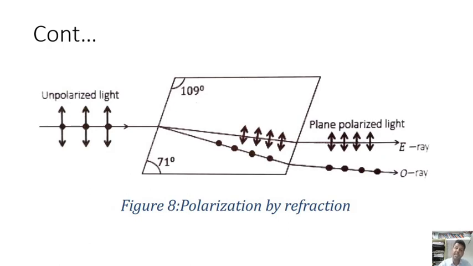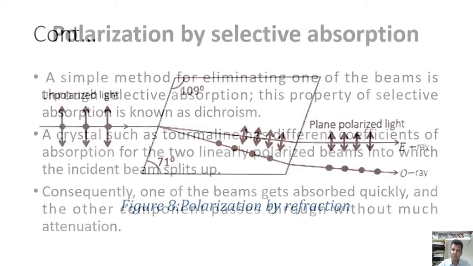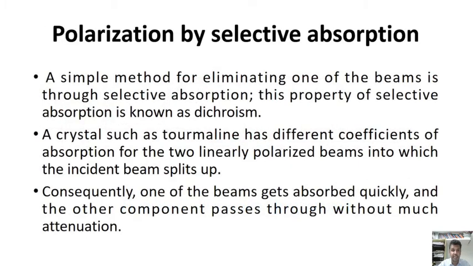Polarized by refraction: unpolarized light radiation will be incident on the Nicol prism at an angle. Then it gets reflected. Now here we can observe two types of radiations from the Nicol prism. This is the ordinary light radiation. This is the extraordinary light radiation. So due to that, one can get polarized light radiations.